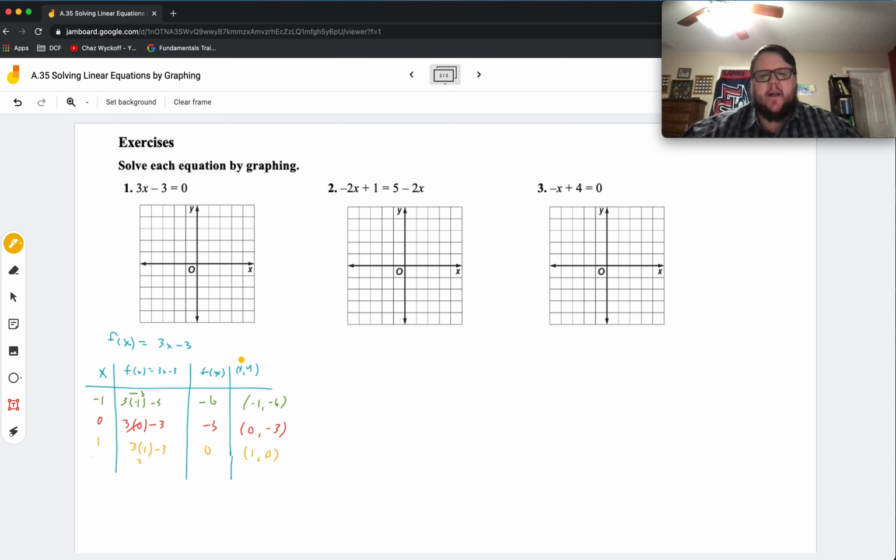So I'm going to go ahead and plot those points. If you notice, negative 1, negative 6 is off the graph. So I'm going to go to the next one. 0, negative 3. 0, 1, 2, 3. 0, negative 3. 1 comma 0. And then I'm going to go ahead and draw my line.